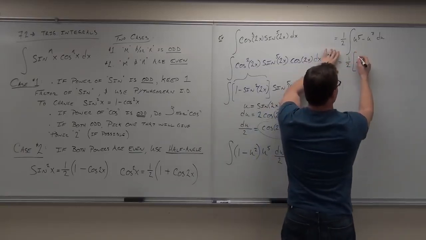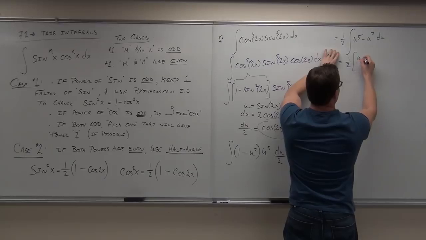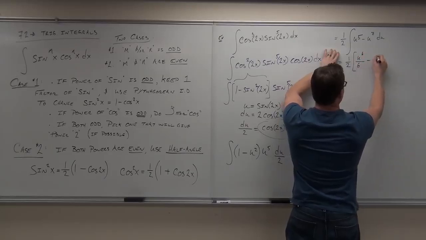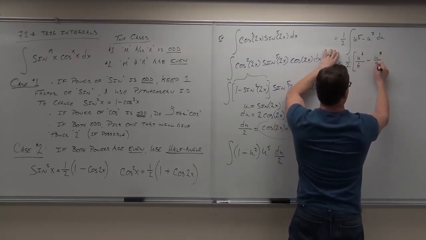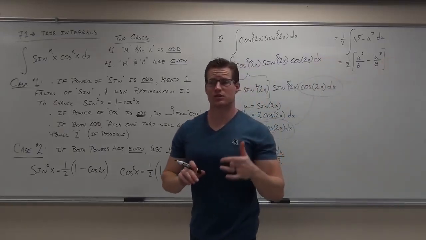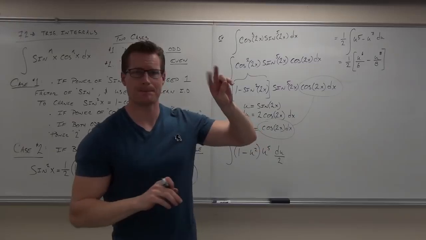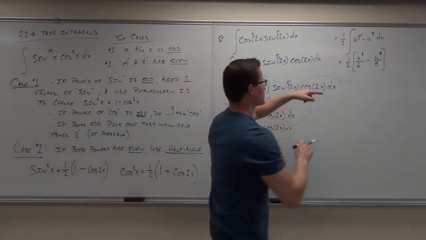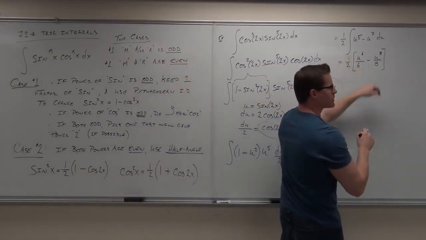We got, what is this anyway? Well, u to the 6 over 6. Perfect. Minus u to the 8 over 8. Are we done? No. We're almost done. We're going to do 2 things. What is it? Plug u back in and distribute. It's going to distribute. So we're going to have 1/12 and 1/16.